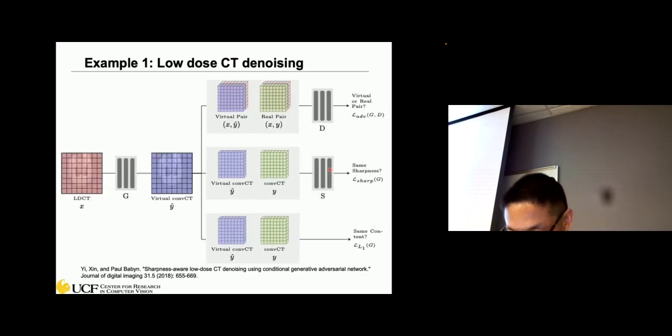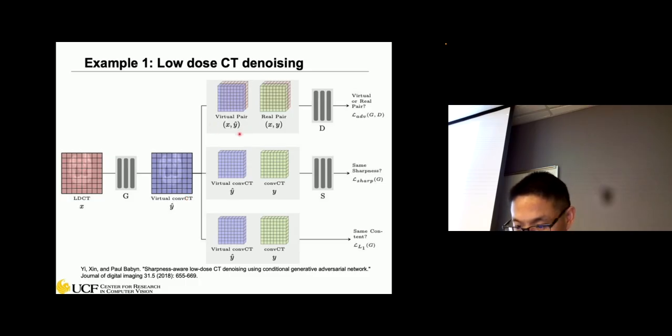So this is how their method uses GANs to enhance a low dose CT, right? The low dose means you don't have a lot of ionized radiation. You will get a very low quality CT reconstruction. So in this case, they are using this low dose CT as the input, using this generator to generate this kind of virtual high resolution CT, right?